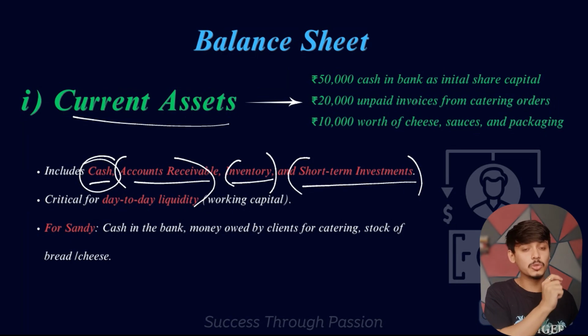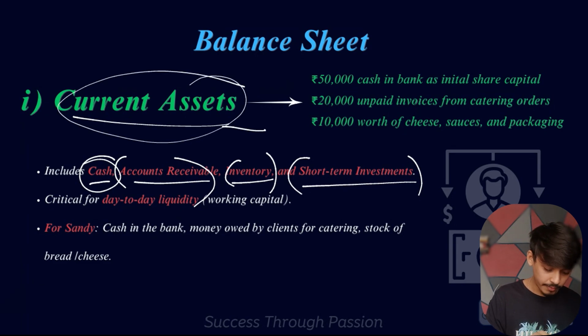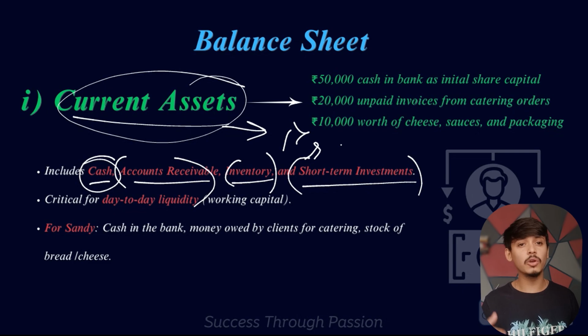So you will add this to asset, and all the current asset that you add to the balance sheet have an expiry date of less than 1 year. If those assets are expiring or realizing after more than 1 year, then you will add them to non-current asset. So current over here means that that particular asset has an expiry or a usage life of 1 year.